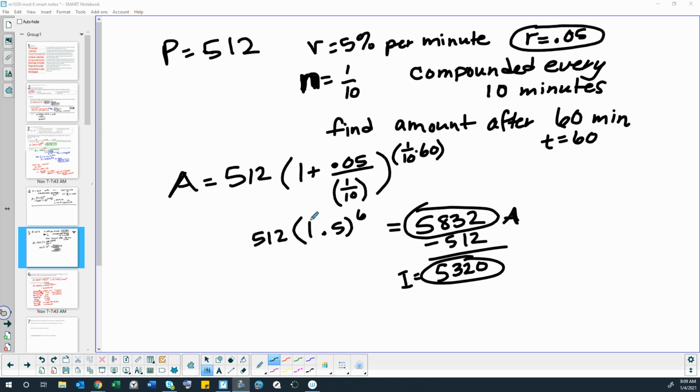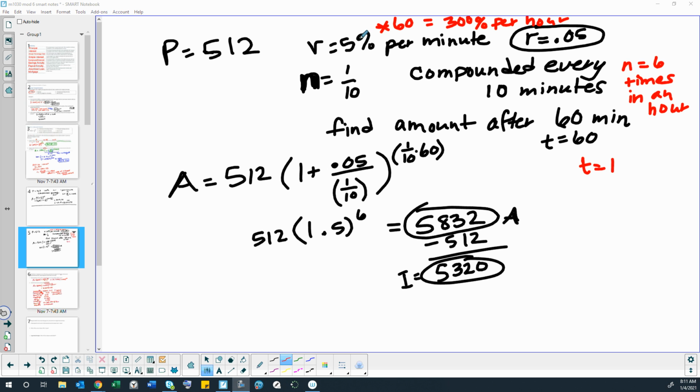So 512 times 1.5 to the 6th power gives us our total amount of 5832. We subtract out the original principal, 512, to get the amount of interest, which is 5320. Another way to do this problem would have been to probably just change our unit of measurement to hours. Let's look at this same problem with everything changed to hours instead of minutes.